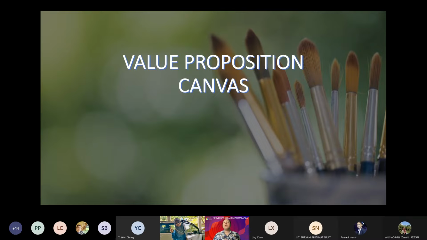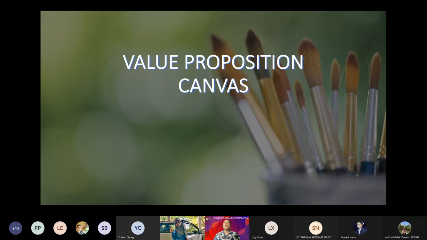When we talk about value proposition, it means our product or our service that we created, that we invented, so it must have value. And then we want to propose this value to our end user. And then how do we ensure that our user will appreciate our value? So this is like a very big question mark.